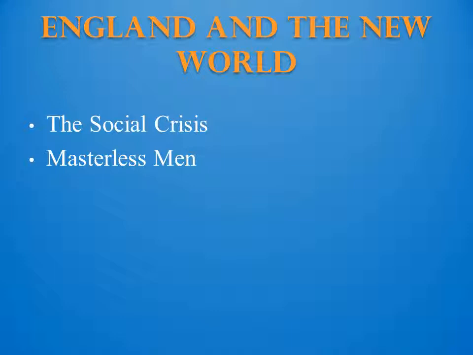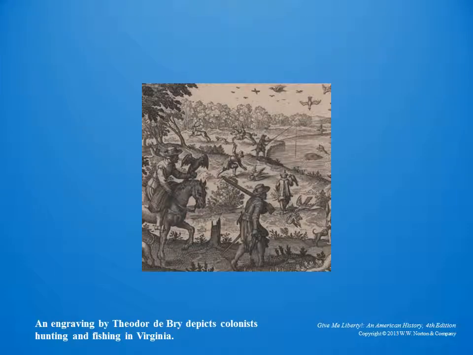And these images appealed to ordinary Englishmen and encouraged them to risk the migration and the very long trip to the New World. This is an engraving by Theodore de Bry. It shows the colonists hunting and fishing in Virginia. This was kind of a promotional image. This would have been published in England to try to encourage more people to come to the New World.